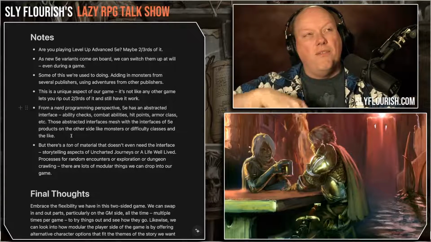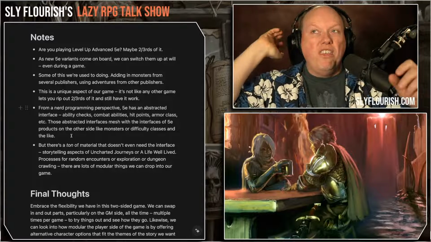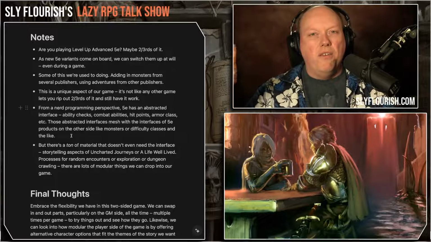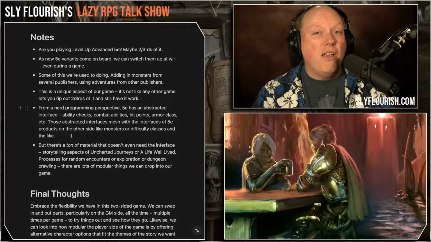We're seeing Tasha's Cauldron of Everything and Xanathar's Guide. We're seeing other books like Kobold Press's Tome of Heroes and Midgard Heroes. We're seeing all of these different books on both sides that are able to mesh together, and we are able to run at the table.